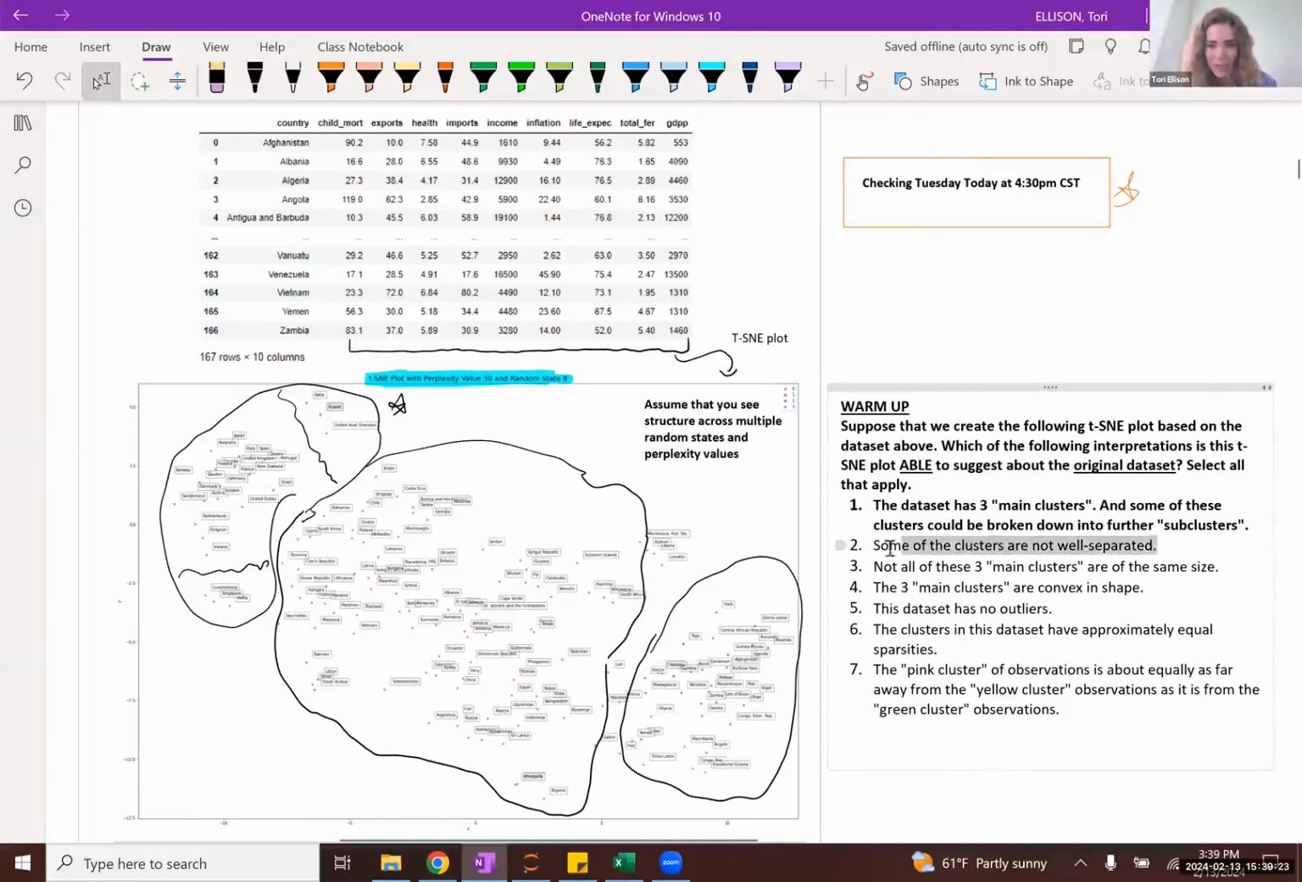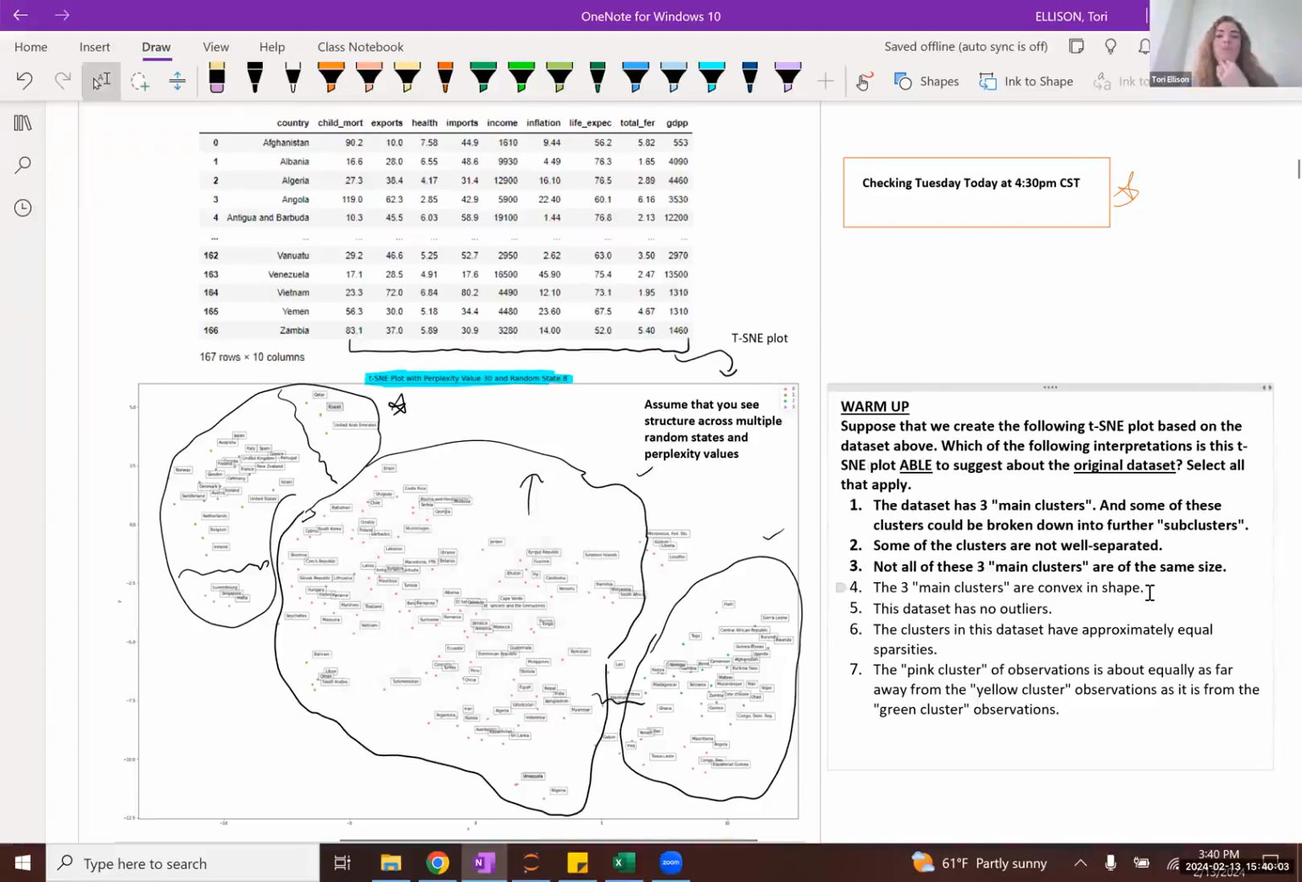And so the second interpretation might be one in which some of the clusters are not well separated. It looks like most of us said that yes, that is the case. We do see that these 2 clusters in particular do not look very well separated. That could be an indication that these 2 clusters that exist in the higher dimensional data are also perhaps not well separated. We're also seeing this potential interpretation that not all 3 of these main clusters are of the same size. For instance, the cluster represented in the middle does in fact have more observations assigned to it.